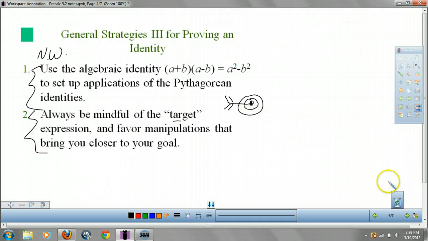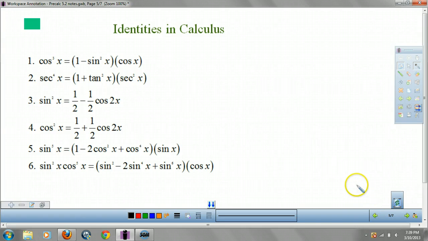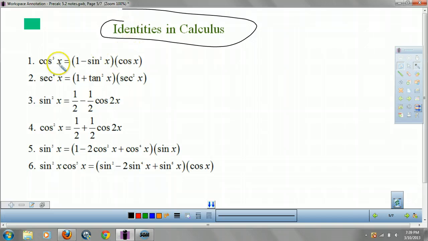Best way to do these is just see some examples, guys. Oh, and by the way, here's some identities commonly seen in calculus. Take my word for it, these come up quite a bit, especially back in good old Calc 2. You see these a lot. Let's do some examples.